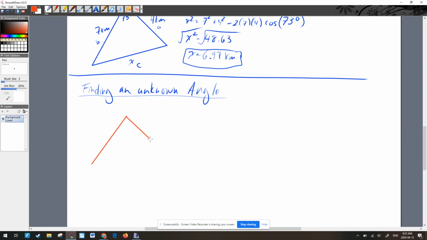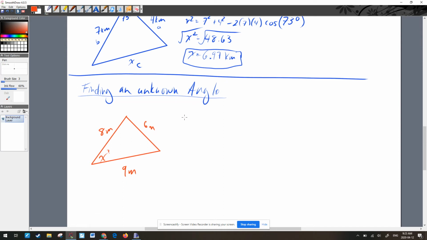So let's draw our triangle. Here we go. And imagine that we said this side was 8 meters, this side was 6 meters, and this side was 9 meters. And what we really wanted to find was, we want to know what that angle right there was. Okay, so there's an angle.